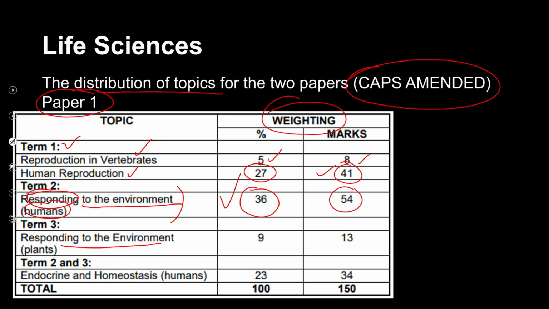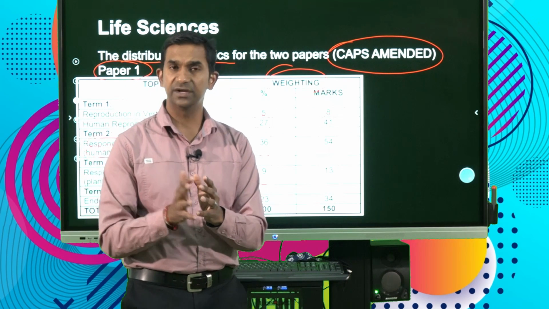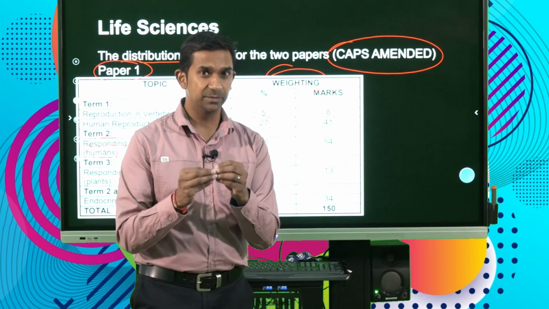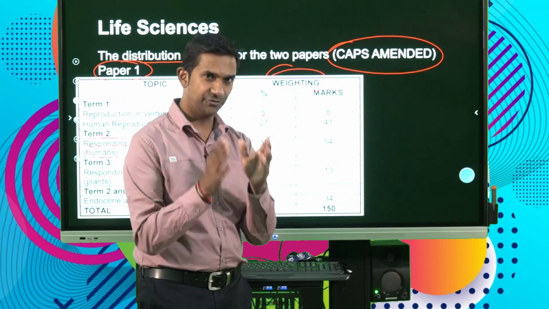Responding to the environment in terms of plants, and this would include your hormones and plant hormones, and that's 9% of paper 1, which is made up of 13 marks. Again, guys, a small section that you learn really well, and you're now able to access those 13 marks because you focused well on them.